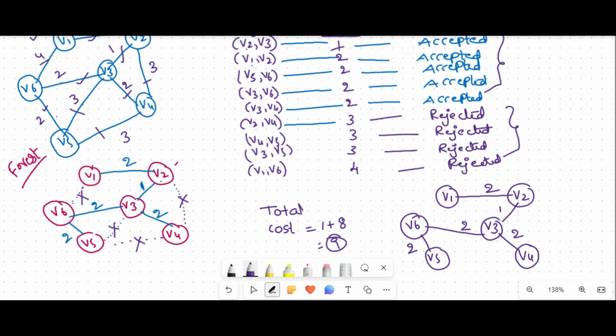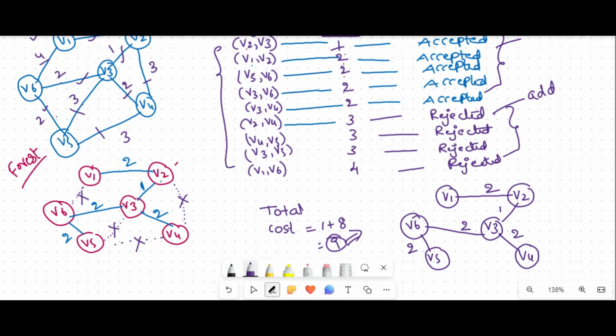So the minimum cost taken to travel all these 6 cities is 9 units, by using Kruskal's algorithm. In Kruskal's algorithm, what are the steps? First we represent the cost table in ascending order of edge cost, and then we add one edge at a time to the forest. If it is not forming a cycle, we add that edge to the forest. If it is forming a cycle, we should not add it. Like that, repeat the process.